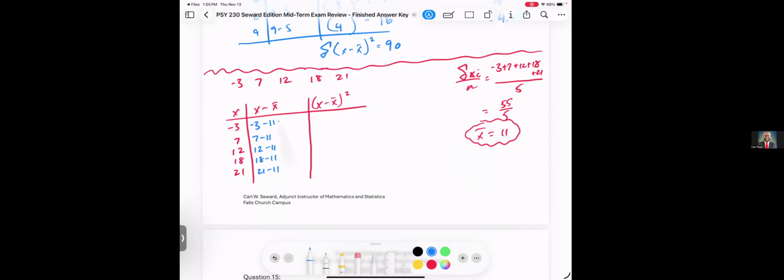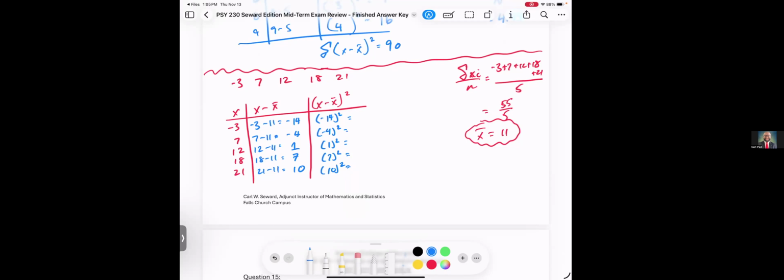So here, I know that -3 minus 11 is -14. 7 minus 11 is -4. 12 minus 11 is 1. 18 minus 11 is 7. 21 minus 11 is 10. So then I'm going to take those numbers and square them. Write out all my work, and then I'm going to do my arithmetic.